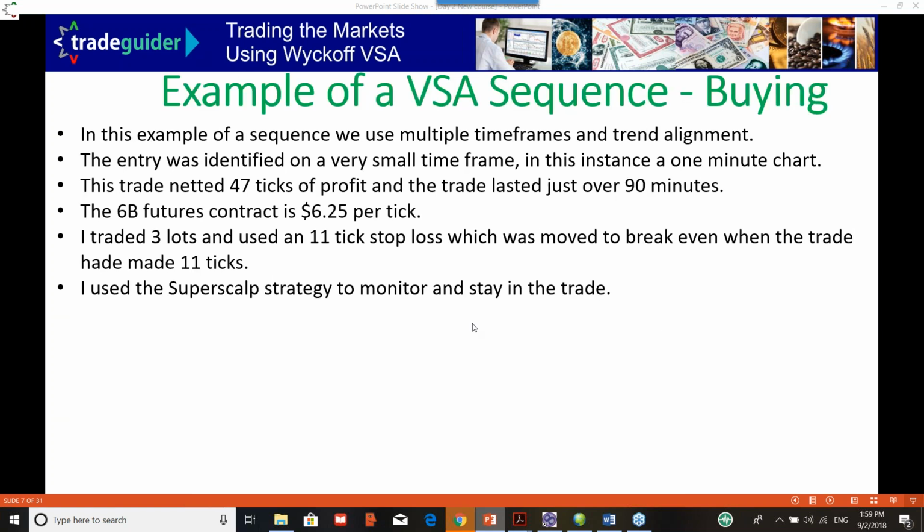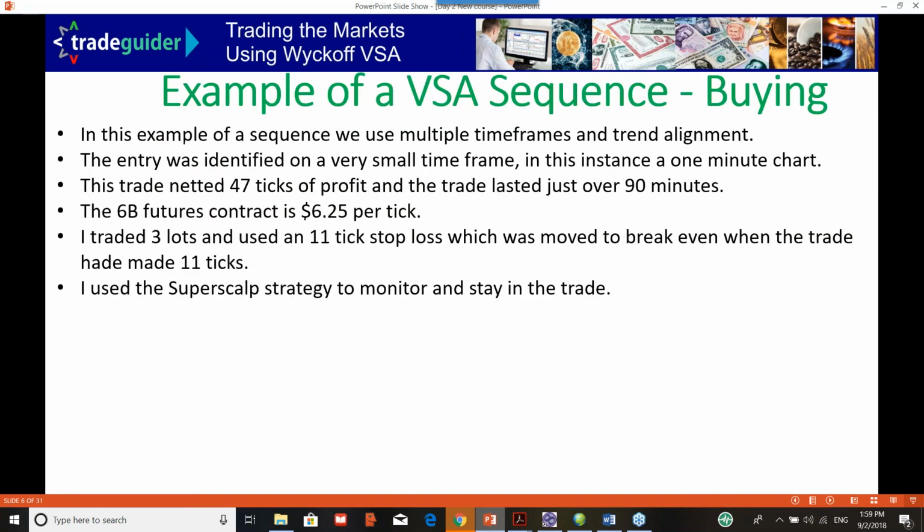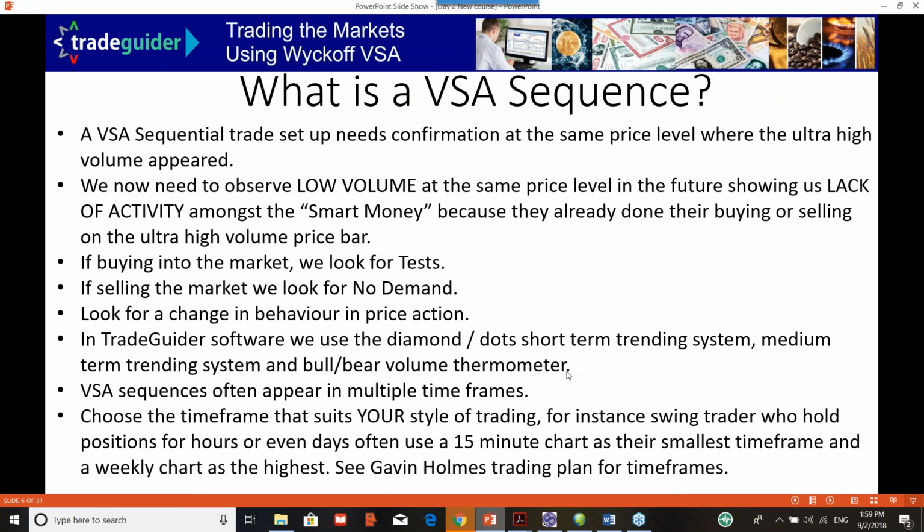VSA sequences often appear in multiple time frames, which they do. As you just saw in crude oil, the buying starts to come in on the 1 minute, then it appears on the 2 minute, then on the 3 minute, then the 4 minute, then the 5 minute, and so on. Because it has to start on the smallest time frame first and build up.